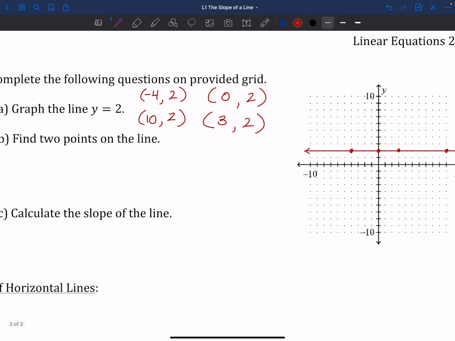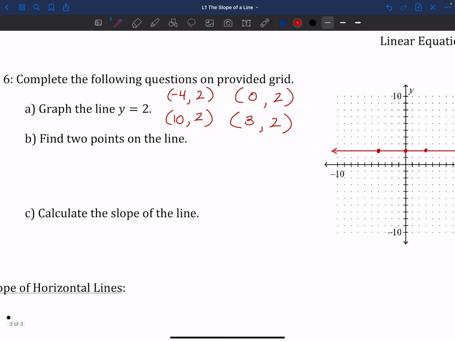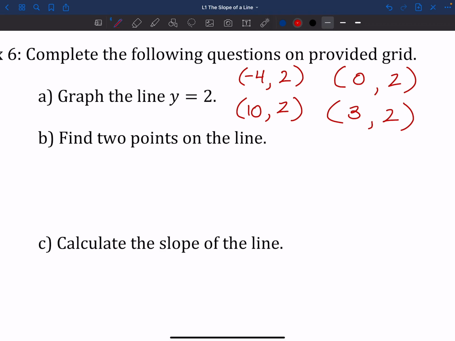The next part is asking us to find 2 points on the line. Easy peasy, right? We already had some from right up above there. All right, so let's choose some easy looking ones. 0, 2 looks pretty easy. And so does 3, 2.